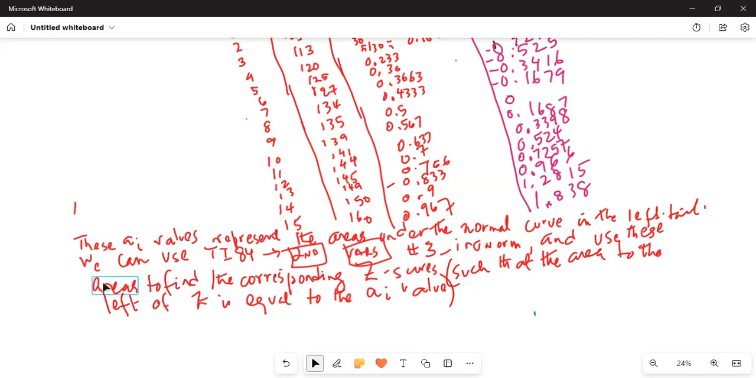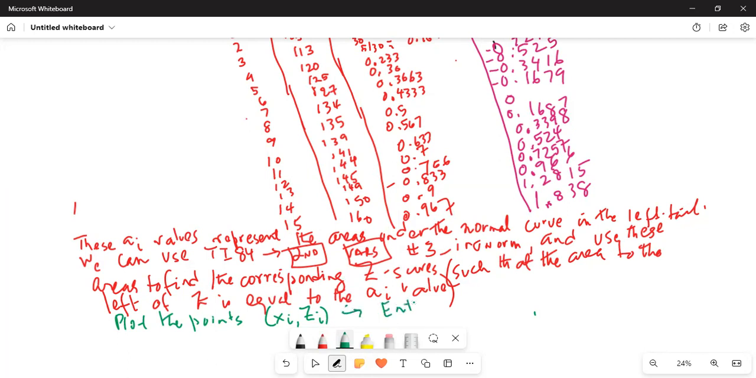So what we are going to do is use our calculator to make a plot of the points as xi, zi. That means we can enter the xi value in L1 in TI-84, and the corresponding zi value in L2.